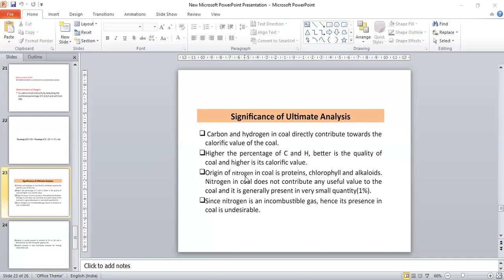If you see, the most desirable element of coal is carbon, because the calorific value of any fuel depends upon the percentage of carbon. Higher the percentage of carbon, higher the calorific value. The percentage of carbon varies in different samples of coal. Carbon and hydrogen in coal directly contribute towards the calorific value of the coal. Higher the percentage of carbon and hydrogen, better is the quality of coal and higher is its calorific value.